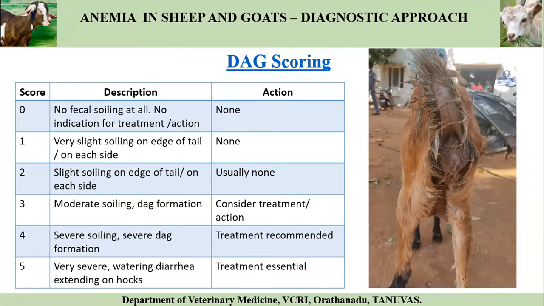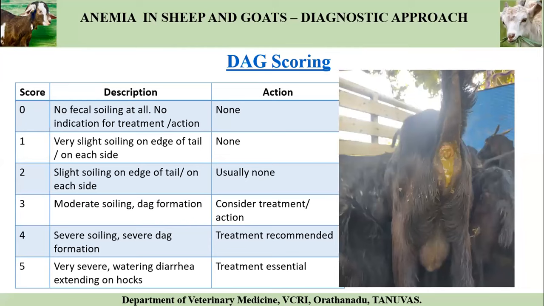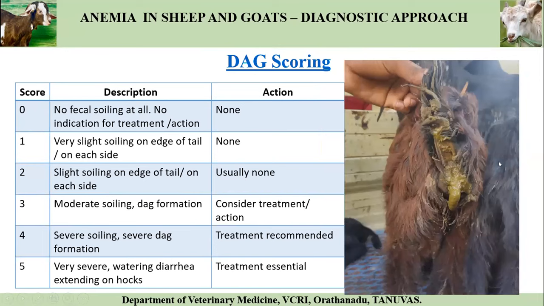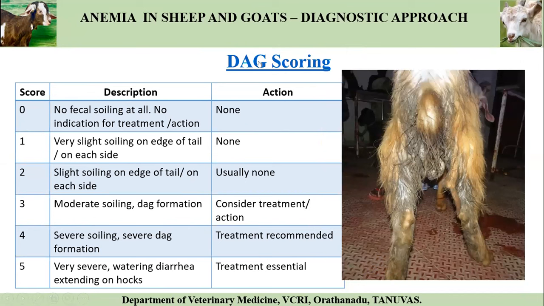Then slight soiling on the edge of the tail on each side, you can give the score of 2. This also needs no treatment. Then moderate soiling or dag formation, where you should consider treatment or action, you can give the score of 3. For severe soiling and severe dag formation, you can give the dag score 4, and treatment is recommended. Then this case has very severe watery diarrhea, with dag formation extending up to the hock region. You can give the score of 5, and treatment is essential.